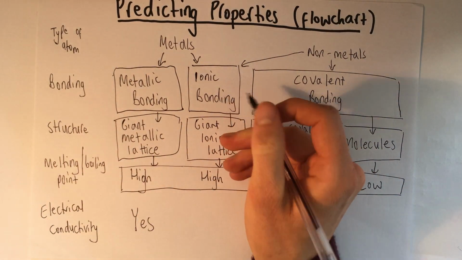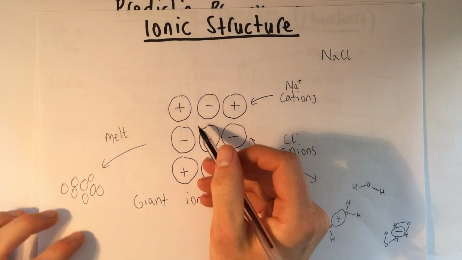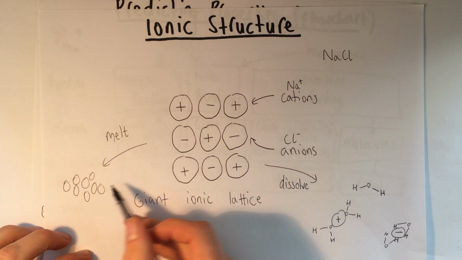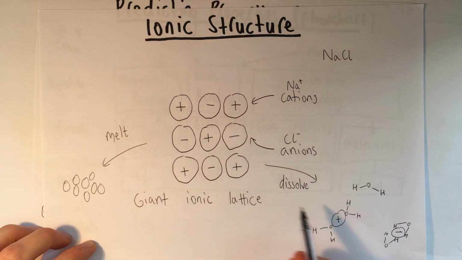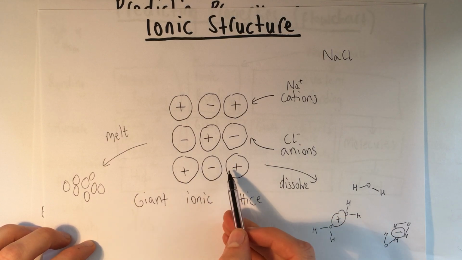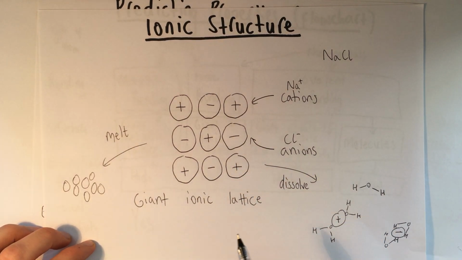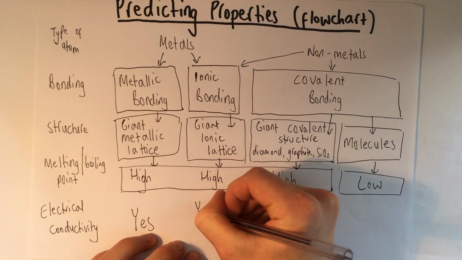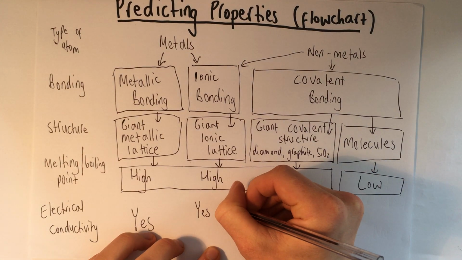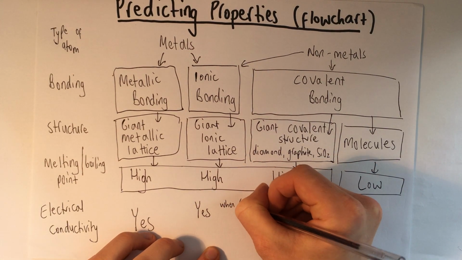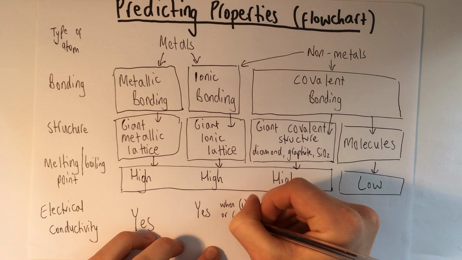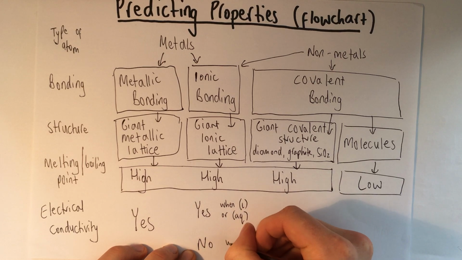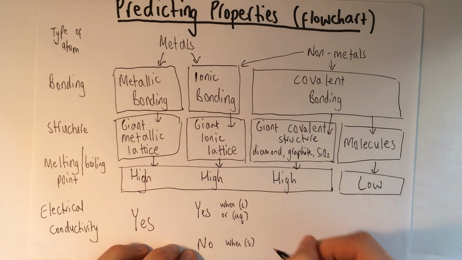Ionic structures, when they're solids, they have not got a charged particle that's free to move. But remember, if we melted it into a liquid, or if we dissolved it in water, then those ions themselves would be free to move around, and it would conduct electricity because of the ions. So, for that one, yes, but that's only when it's liquid or aqueous, dissolved in water, but no, they don't when they're solid.